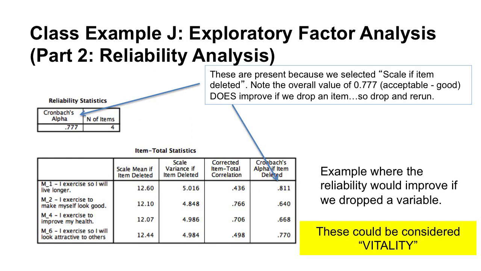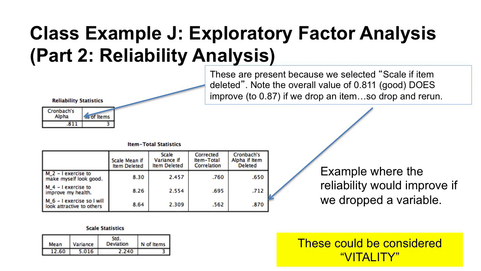We could run the reliability analysis for the second factor, the one we referred to as vitality. Here we see that the Cronbach's alpha of 0.777 is good, but it could be improved if we dropped M1. With a scale value of 0.777, you wouldn't need to drop M1 if you didn't want to, or if you had really good reasons for keeping M1 in there. But in this case, it would simplify the survey and increase the reliability of the scale up to 0.81.